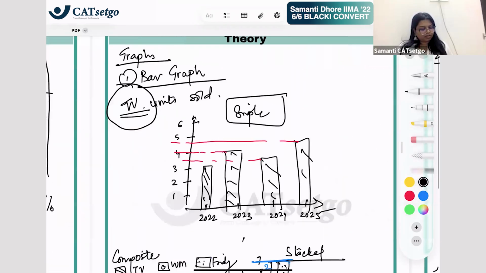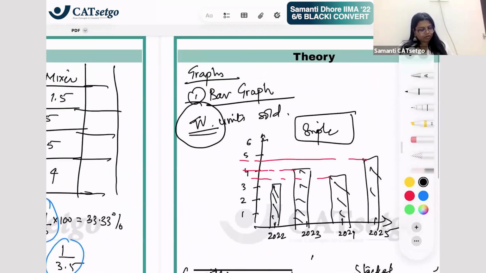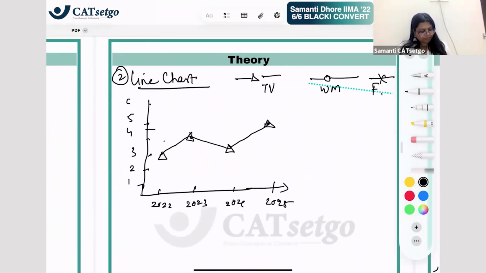Similarly, for washing machine across the years, I know washing machine was sold 4, 4.5, 5, 5. So it's going to start with a 4. Then I have 4.5. Then I have a 5 and I have a 5. So this is how I will connect this and I'll draw a circle. So I know that this is my washing machine.